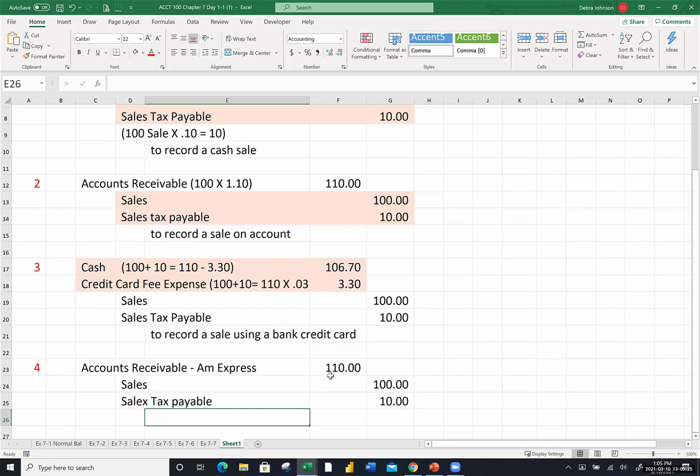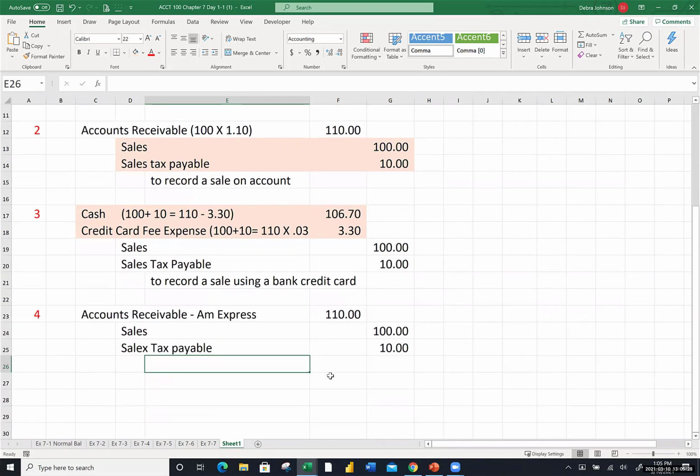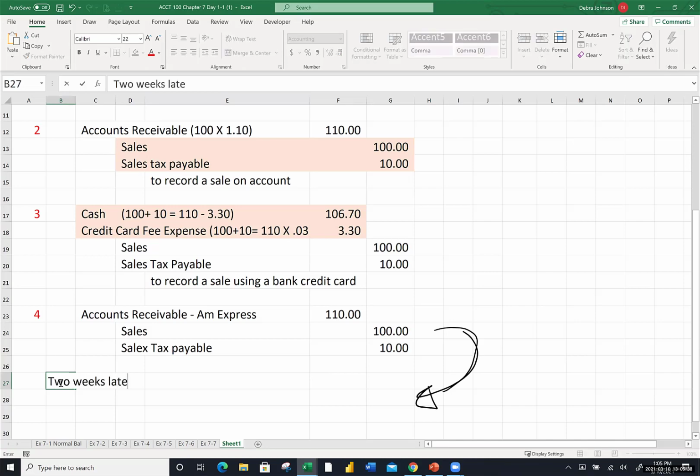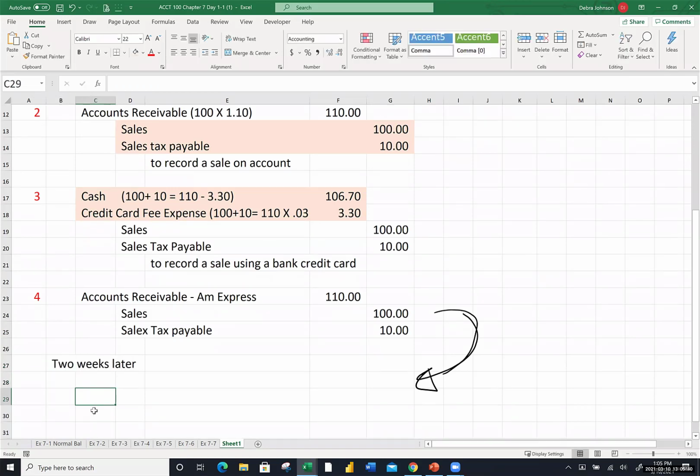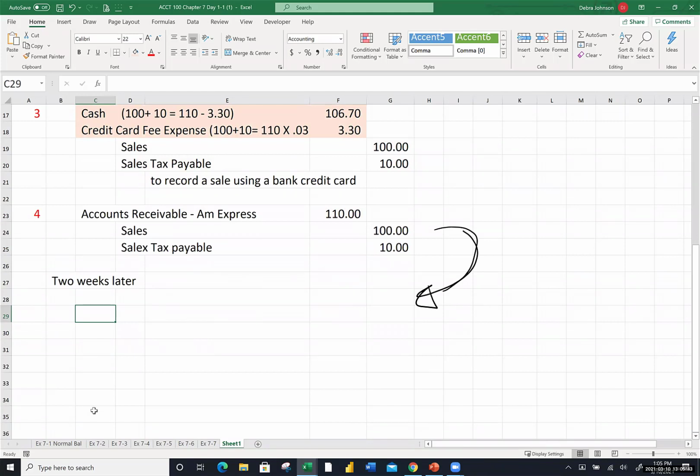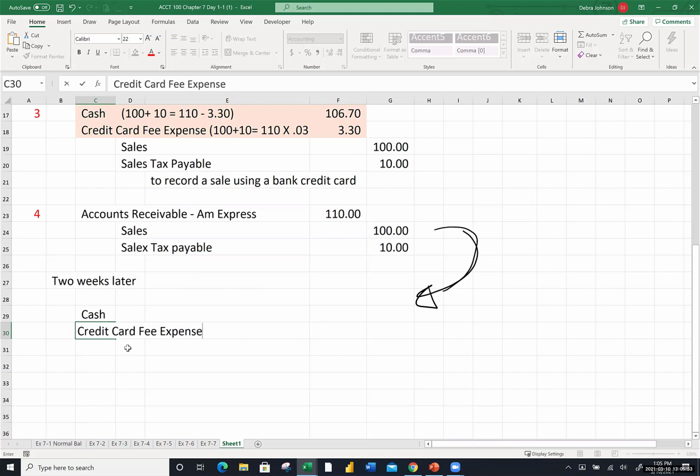The way that he's going to present it to you is this. In the follow-up, so let's say 2 weeks later, when that money finally comes in, that's when he's going to record the fee. So I'm going to put in 2 weeks later, which is typical. When that money comes in, here's where you record that fee. You would have cash and you would have a credit card fee expense. And of course, the credit is going to be to accounts receivable because you're finally receiving the money that's owed to you. So let me show you what that would look like.